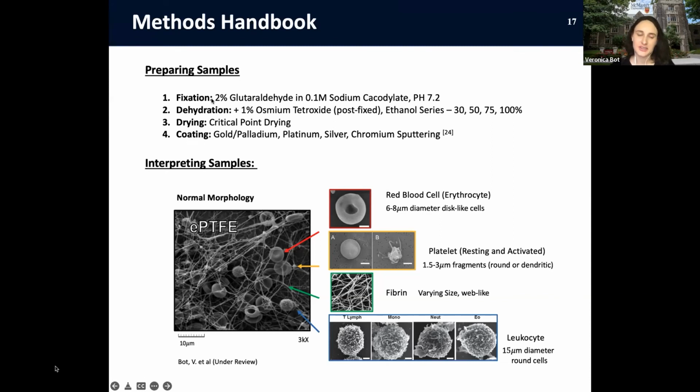In terms of fixation, in my protocol and what appears to be the standard in the literature, using glutaraldehyde, sodium cacodylate, a post-fixation osmium tetroxide step, dehydration with an ethanol series, drying with the critical point dryer, coating with gold palladium, platinum, silver, or chromium sputtering. I believe at McMaster at the CCM in the hospital, we have gold sputtering. So this is a good piece of information to prepare yourself, familiarize with the protocol.